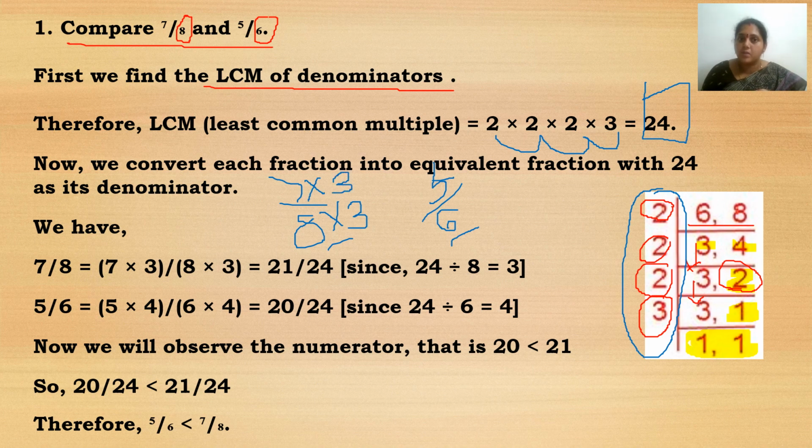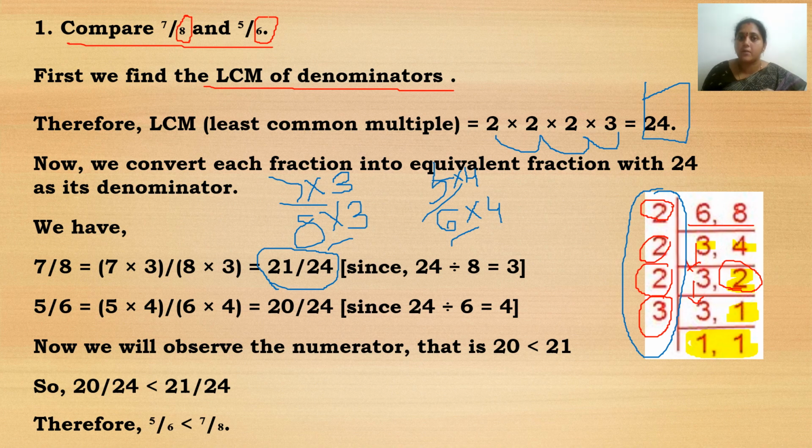So 8 3s are 24 and 7 3s are 21. Your fraction will be 21 by 24. In the same way, 6 should be multiplied for getting 24. How much do you have to multiply here? Yes, tell me. It is 4. 6 4s are 24, and the same number should be multiplied on the numerator. That is 4 again. 5 into 4 is 20.